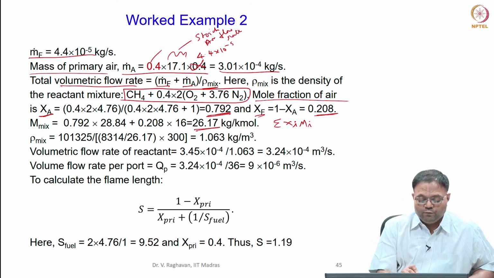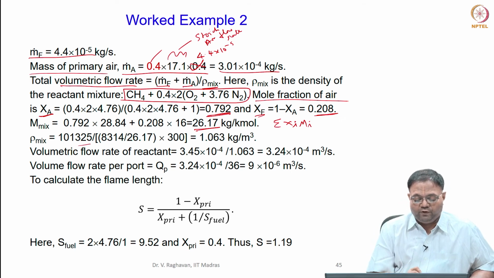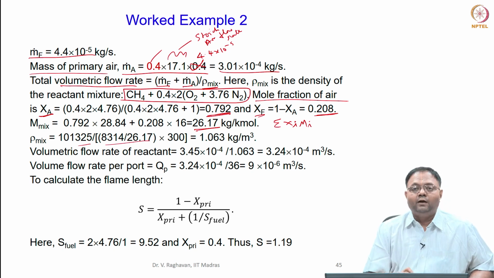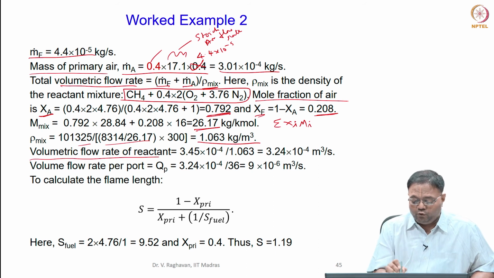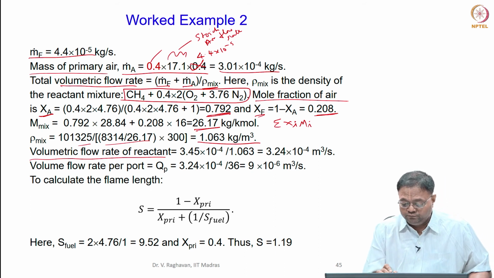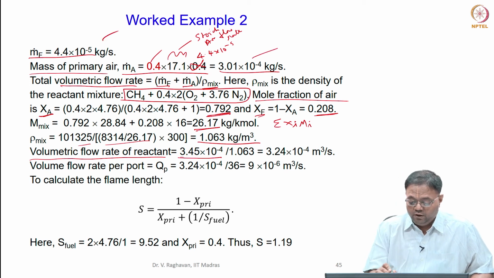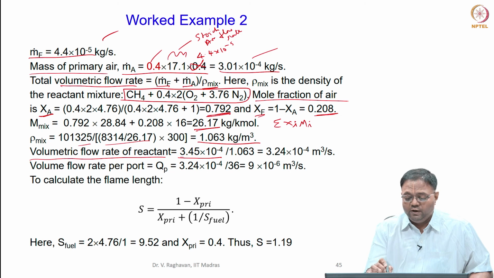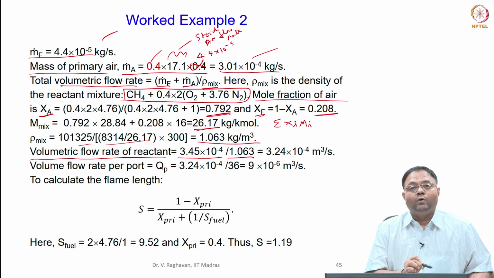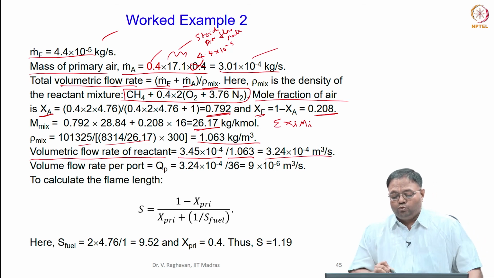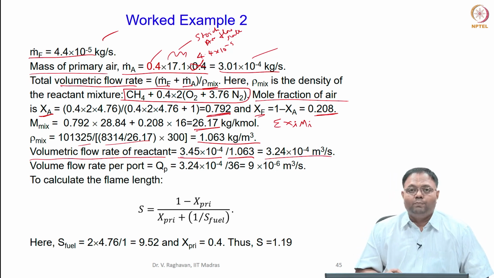Now, density is P by RT: 101325 divided by R, which is 8314 by 26.17, into 300. So this will be the density. Once we know the density of the mixture, the volumetric flow rate of the reactant will be the mass flow rate, 3.01 into 10 power minus 4 plus 4.4 into 10 power minus 5, which is 3.45 into 10 power minus 4, divided by 1.063, which is 3.24 into 10 power minus 4 meter cube per second.